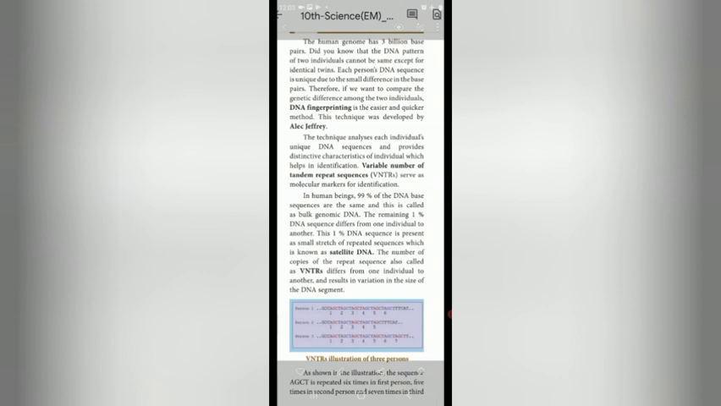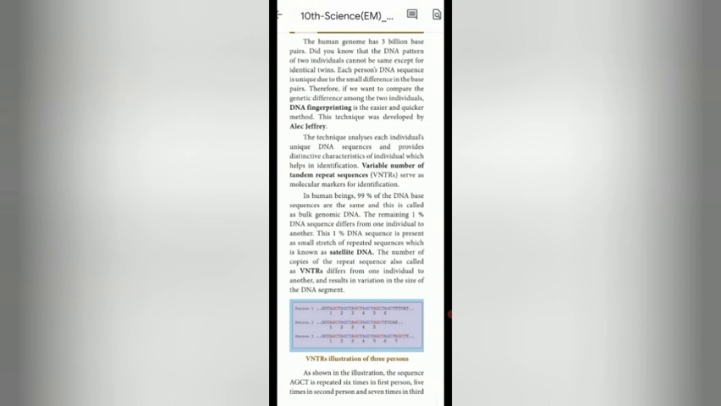See the diagram, they are showing person 1, person 2, person 3. So these are all the base pair sequences. G for guanine, C for cytosine, A for adenine, T for thymine. So these are all the nitrogenous base pairs present in the DNA sequences. That shows the variation in the 3 different persons. Those variations are identified by the method called VNTR, that means variable number tandem repeated sequences.